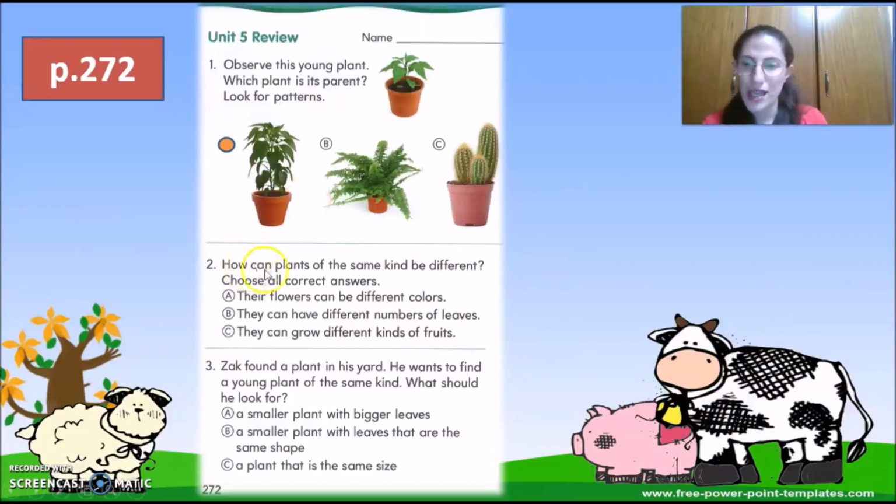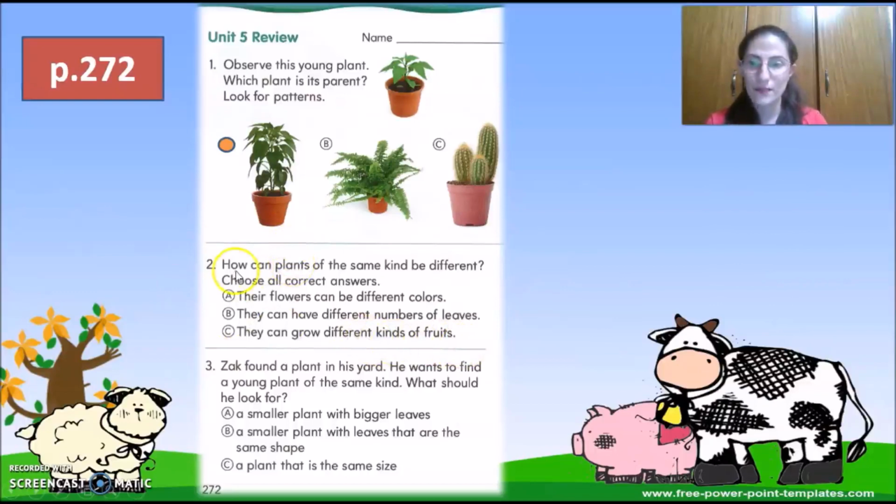Number 2. How can plants of the same kind be different? Choose all correct answers. Now when we say choose all correct answers, that means we have more than one answer. A. Their flowers can be different colors. B. They can have different numbers of leaves. C. They can grow different kinds of fruits. So I'm going to reread it, then I'm going to explain.